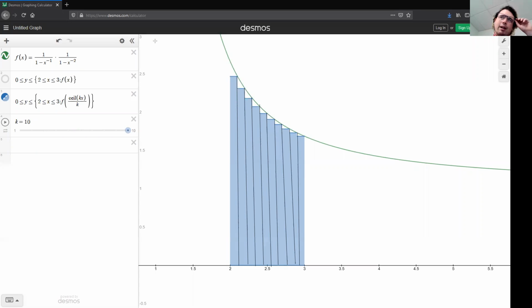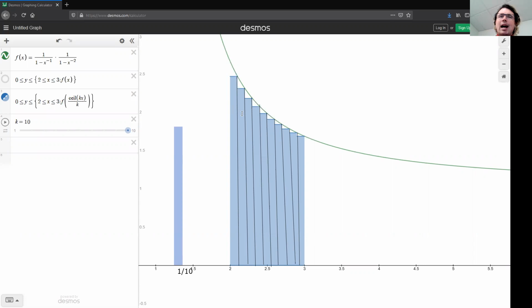What is the area of an individual rectangle here? Let's just figure out one of them. Well, I need to know 2 things. I need to know the width of each rectangle, and I need to know the height of each rectangle. Here I have 10 rectangles filling up an interval of width 1. They all have the same width, so each of those widths has to be 1/10.